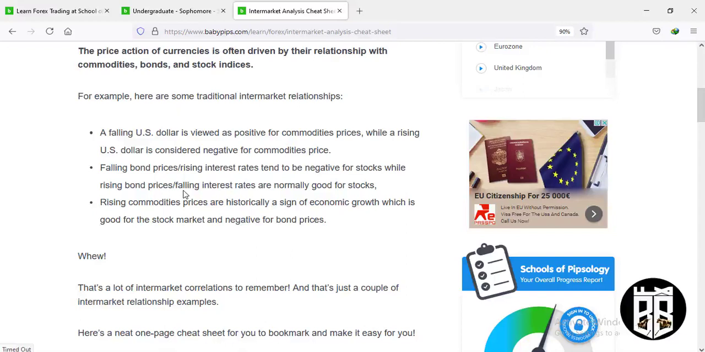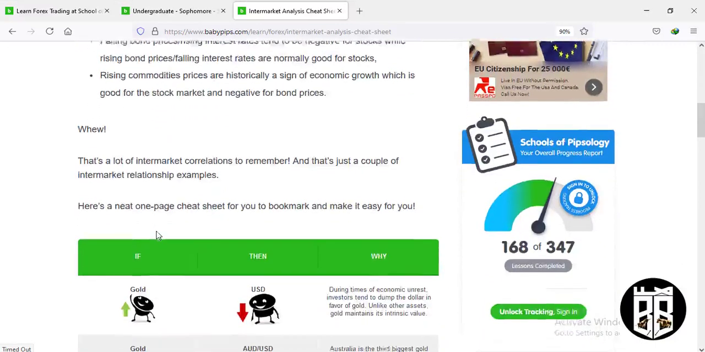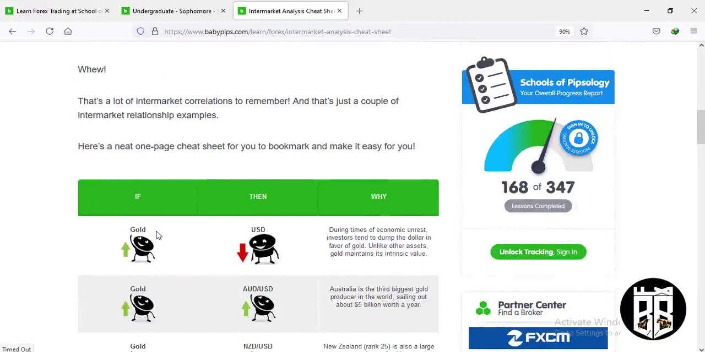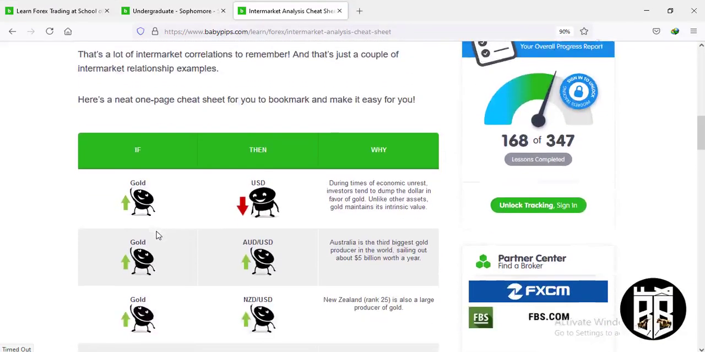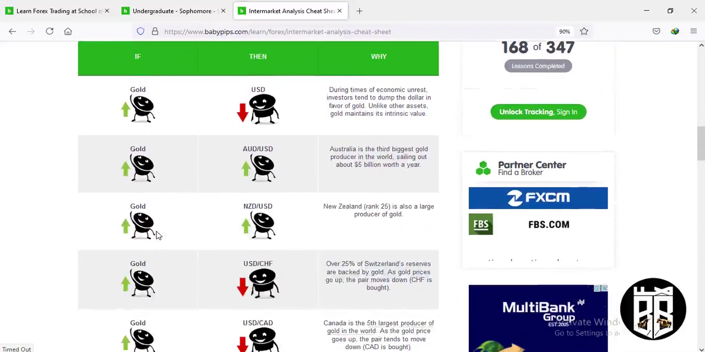or rising interest rates tend to be negative for stocks, while rising bond prices or falling interest rates are normally good for stocks. Now, rising commodity prices are historically a sign of economic growth, which is good for the stock market and negative for the bond. That's a lot, right? So if you really want to use this, or you don't understand what we just did, come back to it and listen. We'll try to complete this course as soon as possible.